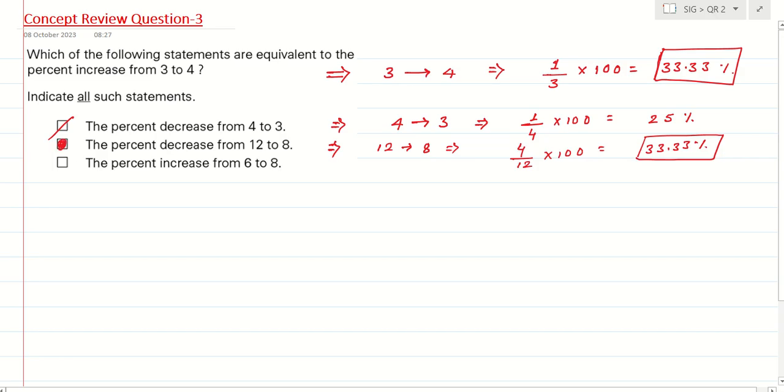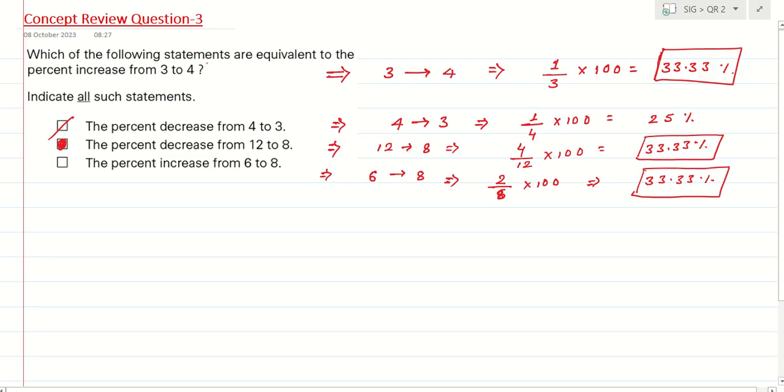Now look here. The percentage increase from 6 to 8. So we have a 6 here, we have an 8 here. What is the difference? 2. Divide by 6, into 100. Which means again 1 by 3. 1 by 3 means what? 33.33 percent.